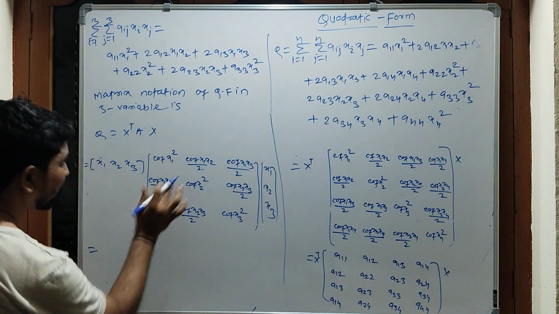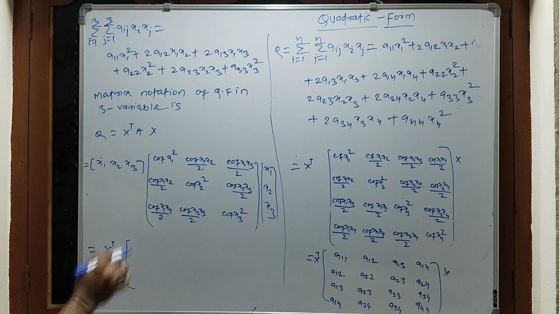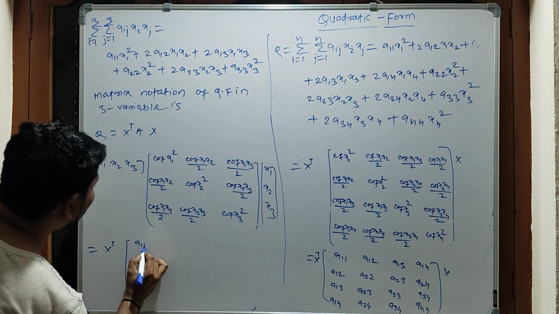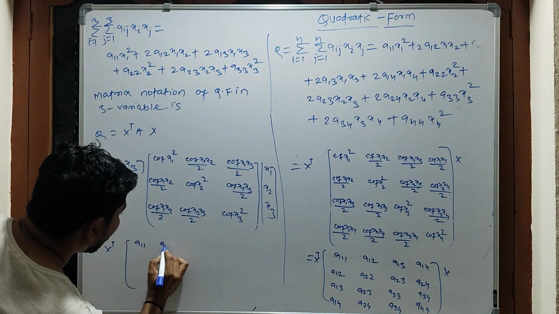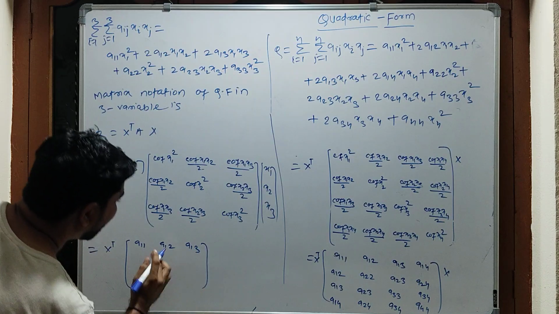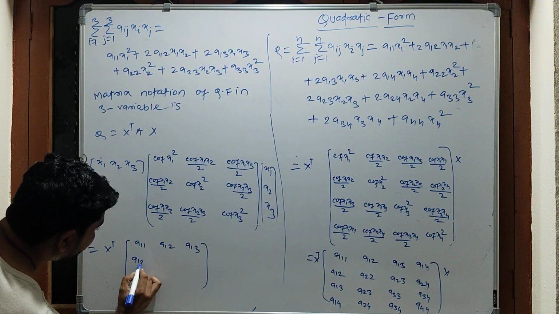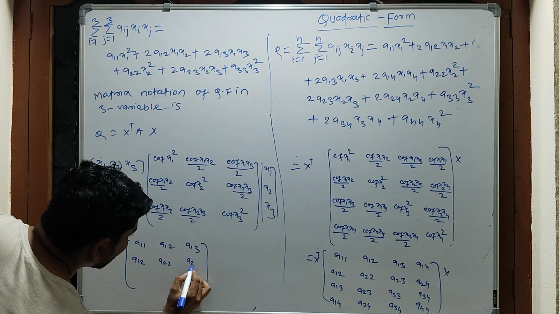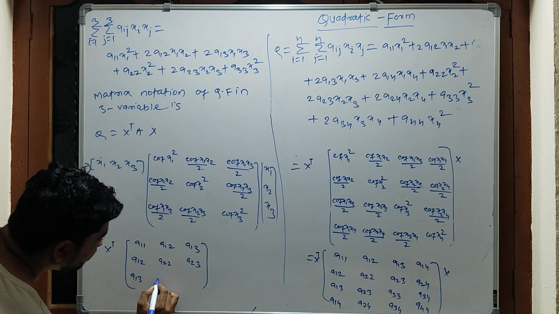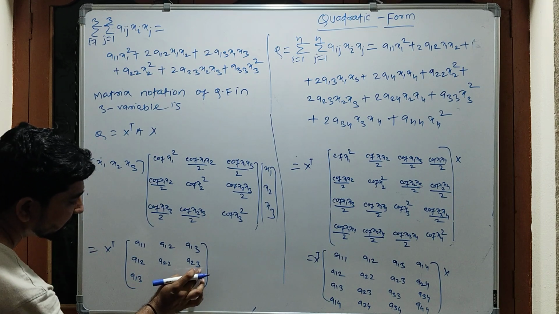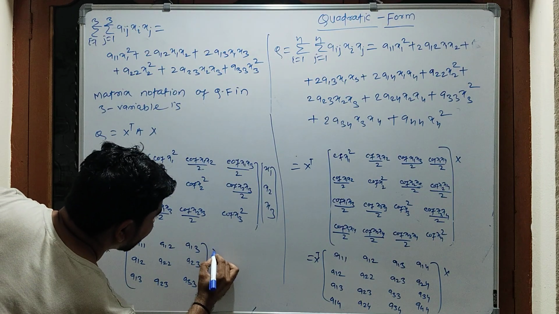You can write it again for 3 variables, that is x transpose A x. Corresponding to this, x1 square gives a11. For the coefficient of x1 x2 divided by 2, that is a12, then a13. This is the a21 position, but a21 is the same as a12, so I am writing a12. This is a22, this is a23. Here this is the a31 position, but this is the same as a13. This is the a32 position, but a32 is the same as a23, that's why I am writing a23, and this is a33, and this is x.